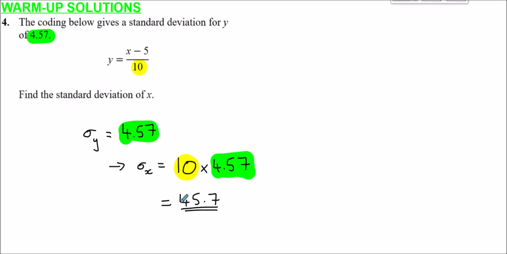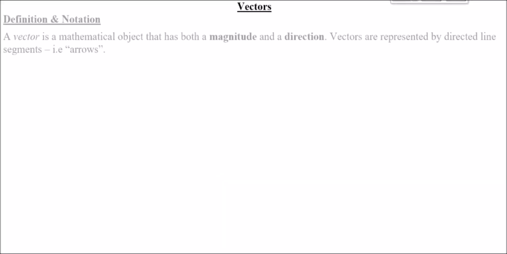And that concludes the warm-up, so we can now get on to the main part of the session. Okay, so let's now have a look at some definitions of vectors. So, first of all, a vector is a mathematical object that has both a magnitude and a direction. So it has a size and it's going somewhere. Vectors are represented by directed line segments. In other words, they look like arrows on diagrams.